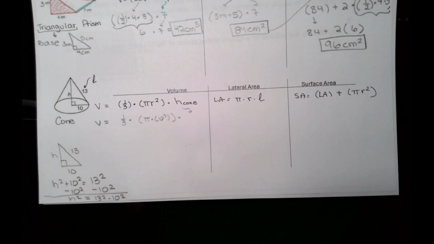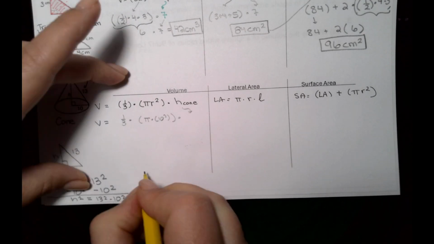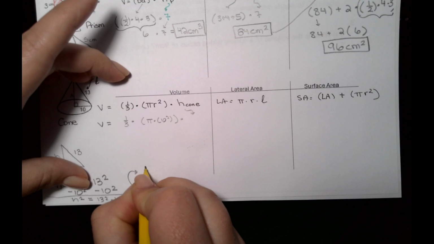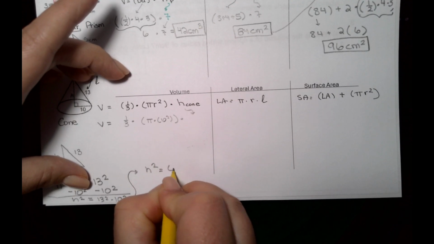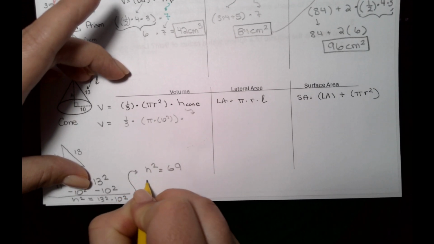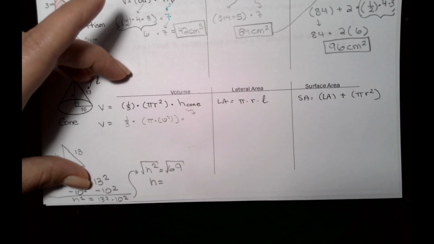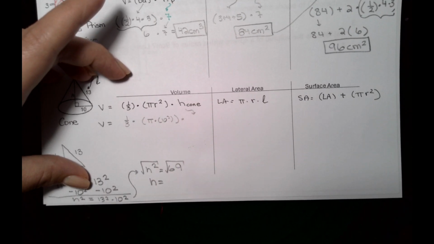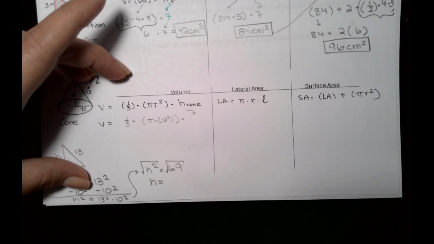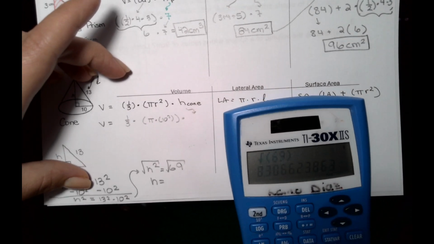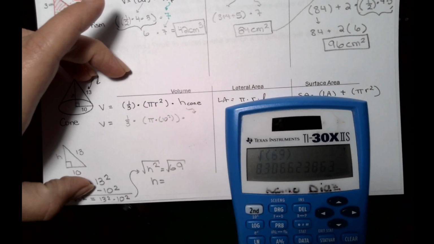And I'll bring that up so you guys can see it. So we got 13 squared minus 10 squared, and I get 69. So h squared is equal to 69. Take the square root of both sides. Square root of 69 is a decimal. Now again, that's okay because it is asking you to round to the hundredths place.